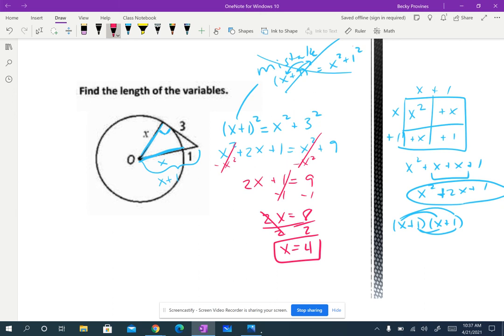Okay, so be careful. Make sure you multiply this out correctly. And there's a couple of these on your homework.